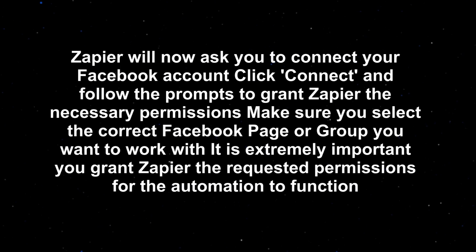Zapier will now ask you to connect your Facebook account. Click connect and follow the prompts to grant Zapier the necessary permissions. Make sure you select the correct Facebook page or group you want to work with. It is extremely important you grant Zapier the requested permissions for the automation to function.